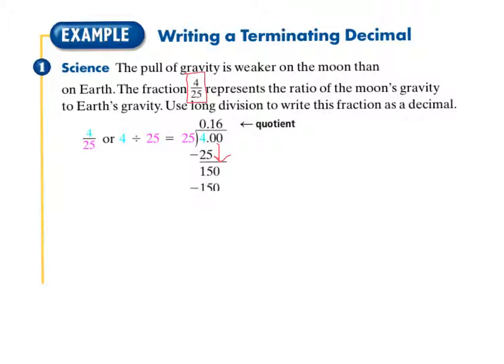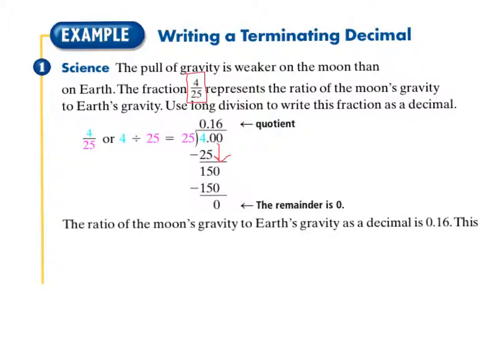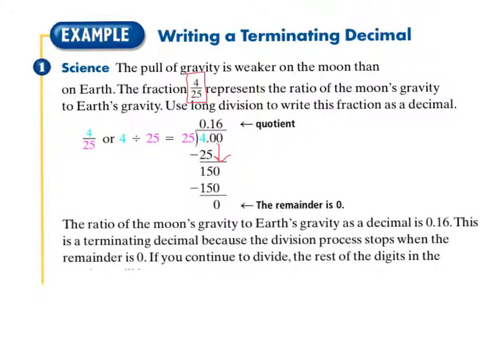25 goes into 150 6 times, multiply down and subtract. So the remainder is 0. Once you get a remainder of 0, your decimal has terminated. So the decimal of the fraction 4/25 is 0.16. So the ratio of the moon's gravity to Earth's gravity is a decimal of 0.16. This is a terminating decimal because the division process stops when the remainder is 0. If you continue to divide, the rest of the digits in the quotient will all be zeros.